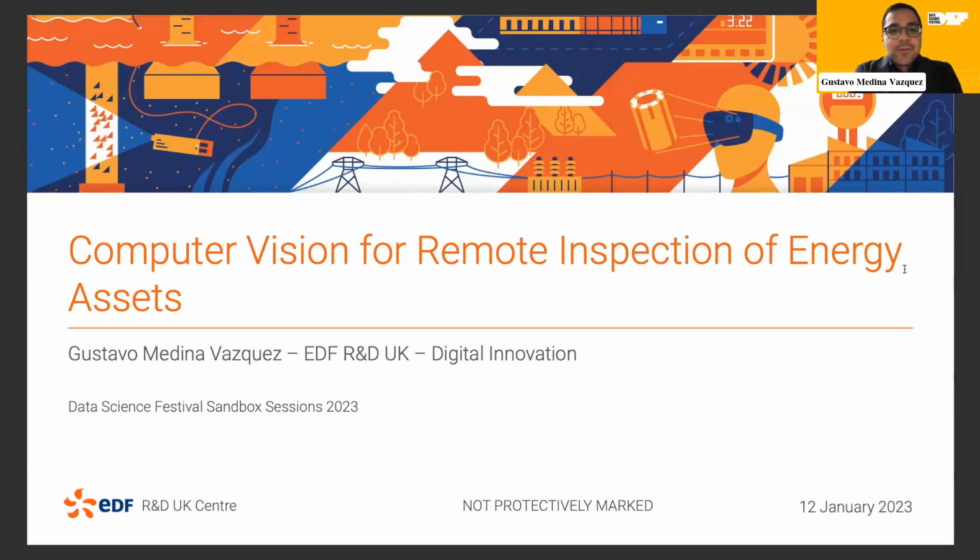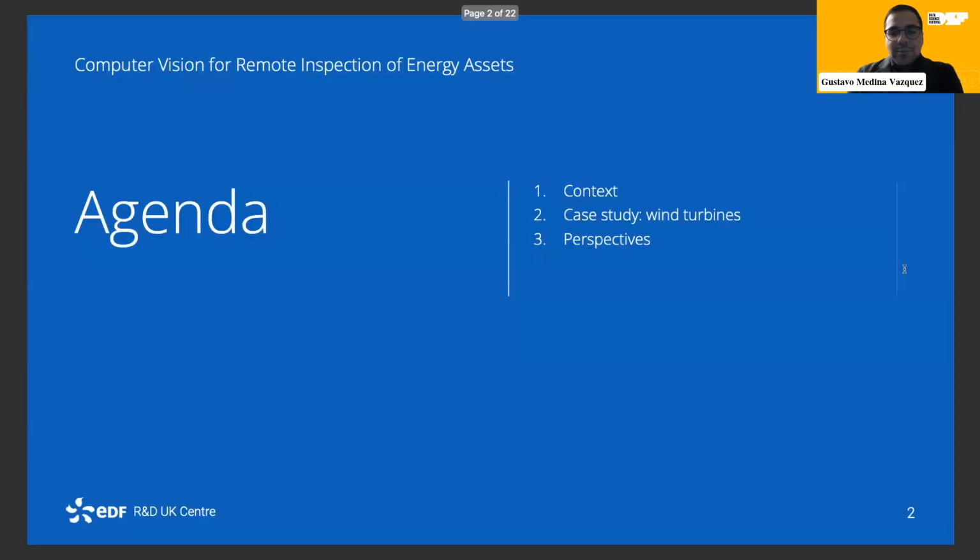So today I'm going to talk about how we're using computer vision for remote inspection of energy assets. I'm going to begin by setting up the context, just a few minutes, and then I'll directly deep dive into a case study of how we use computer vision for inspecting wind turbines. And I'll conclude with some perspectives.